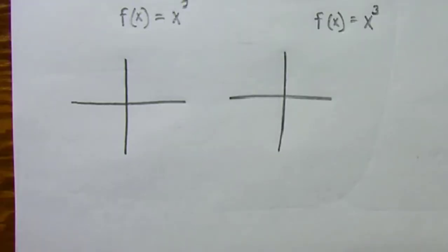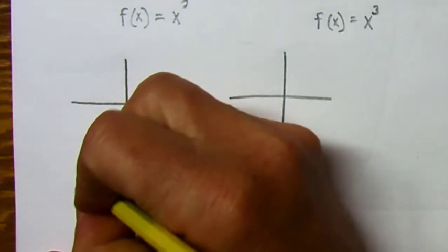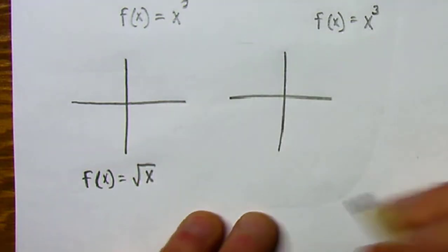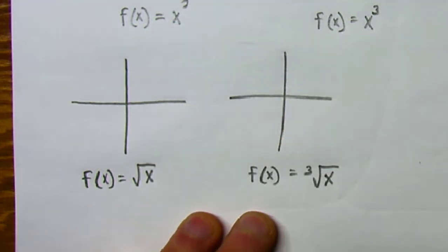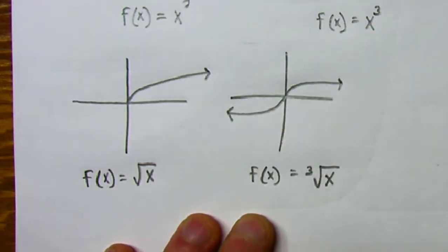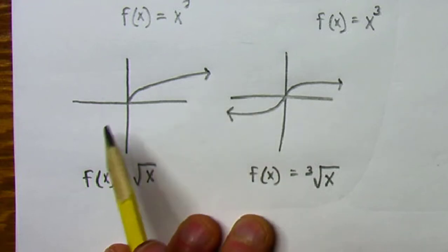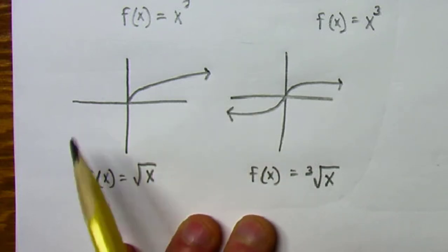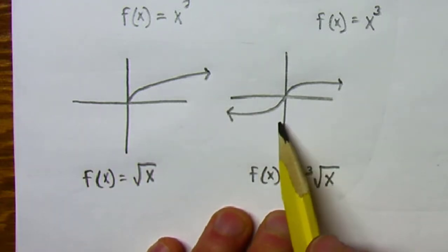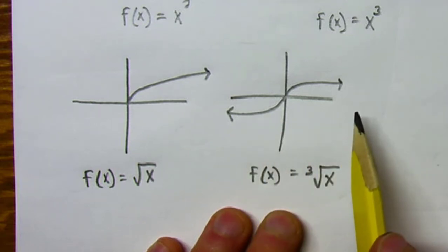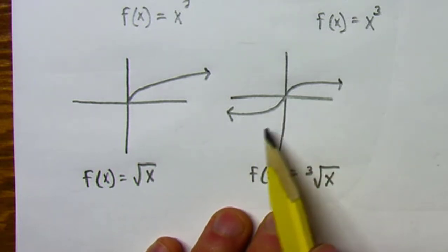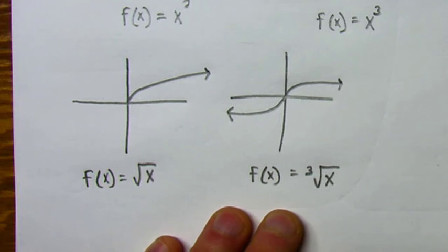Then we added 2 more functions when we were working with roots. They were the square root of x and the cube root of x. Do you know what those look like? Hopefully so. The square root of x starts at 0 and moves to the right because we can't take the square root of any negative numbers. The cube root of x has a domain from -infinity to +infinity, looks like this, and we can take the cube root of negative numbers. Those are the original 5 base functions.